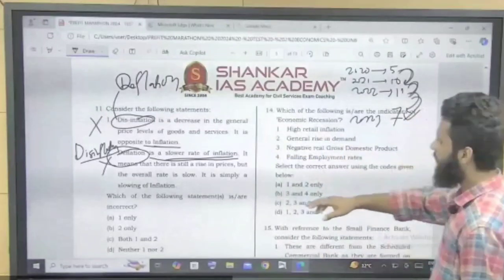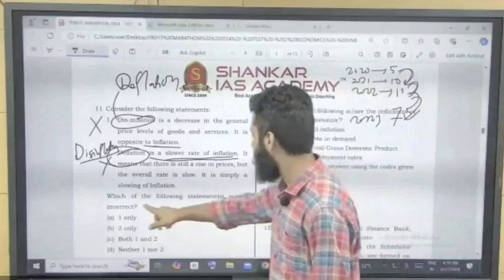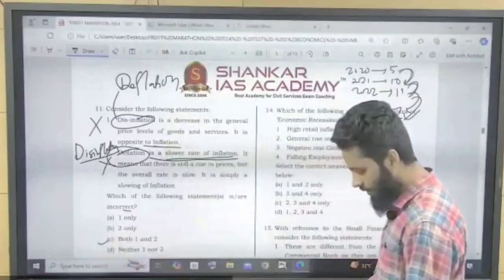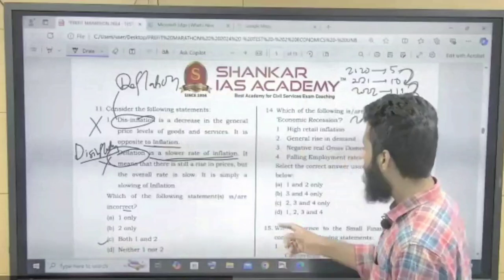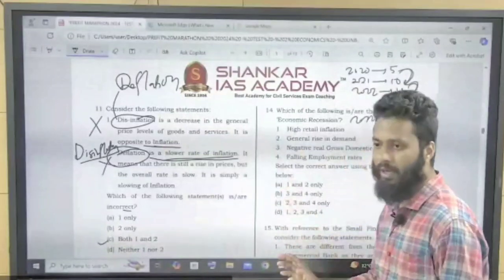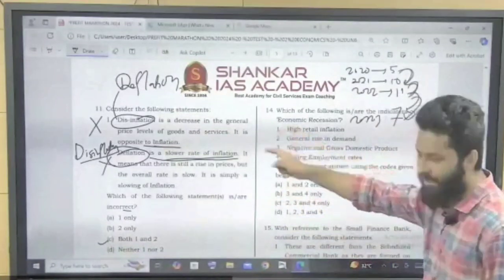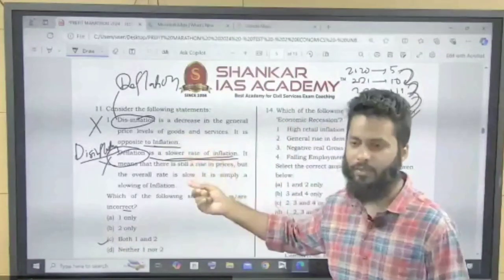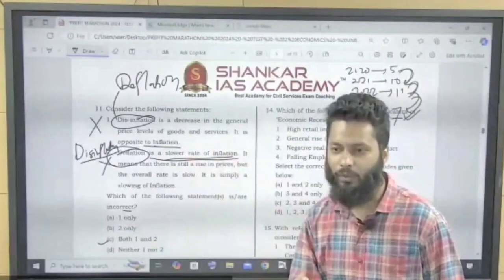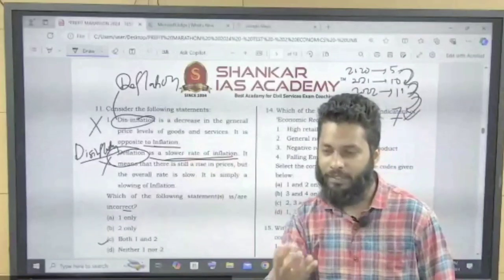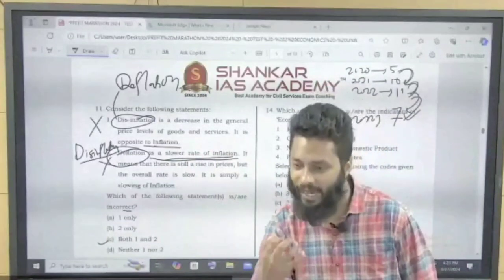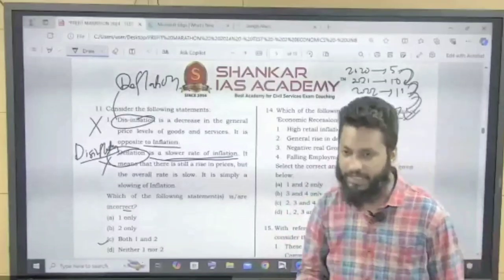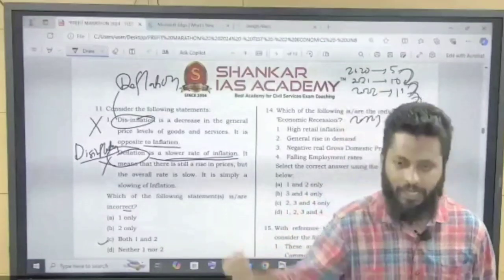So, which of the following statements are incorrect? Both are incorrect. Understood? I guess the idea is clear about deflation and disinflation. The similar idea we discussed in slowdown and recession. In slowdown, what is happening? The GDP growth rate is declining, but still positive. But in recession, what is happening? GDP growth rate becomes negative, right?